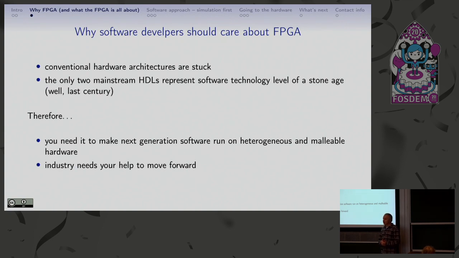Unfortunately, compared to the software progress we saw through the last 20 years, those two languages are still very, very old. Despite the new standards, Verilog 2008, VHDL 2011, and the coming one, 2020, those technologies are pretty much lagging behind, and the industry itself is very conservative about taking any new approaches. Why is this needed for software developers? Because we have to make our software run on malleable, changeable, programmable, and heterogeneous architectures. And because the industry needs some kick from outside to move forward. Otherwise, they will stay there with their obsolete tools forever.